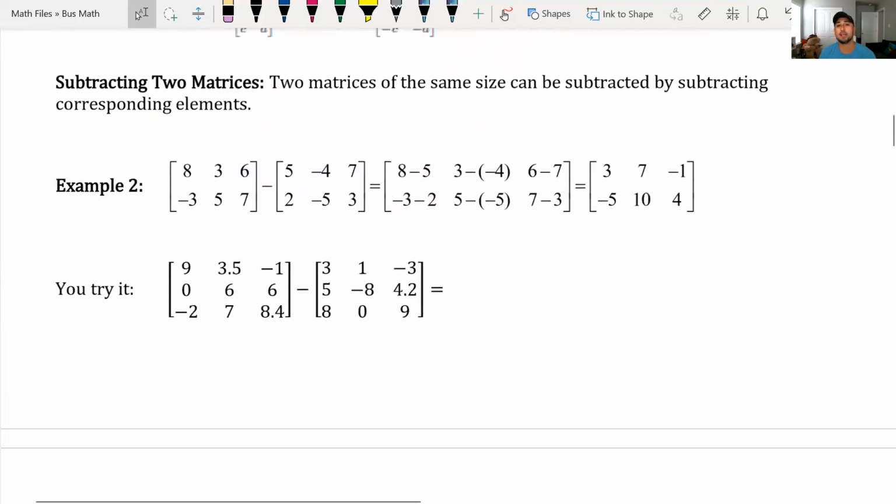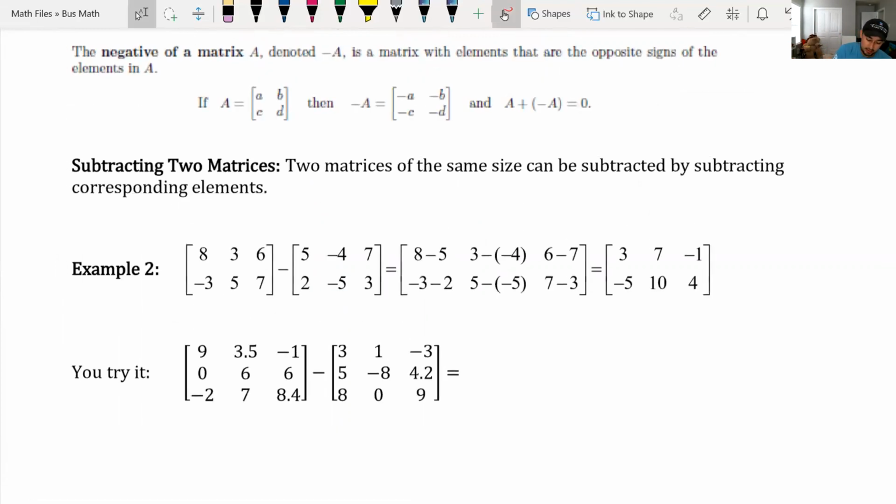Subtracting 2 matrices, of course, to subtract 2 matrices, they must be the same size. So again, I'll just put the size here. The first matrix is 2 rows by 3 columns. The second one is 2 rows by 3 columns. And since they're the same size, subtract the elements.